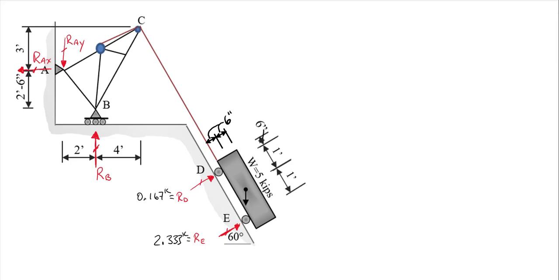But first, I think one thing that we could easily get out of this: we have two unknowns in the y, but right now we only have one unknown value in the x. That's this RAX. I think we could go in here and do a sum of forces in the x equation. And remember now, we're not in x prime, we're in x. X is going to the right.